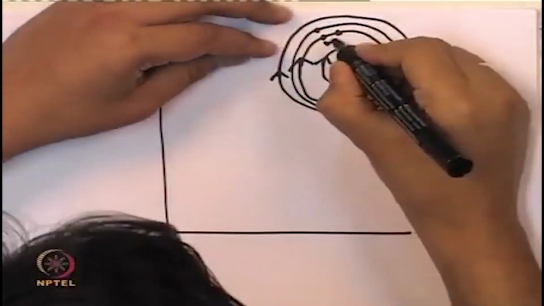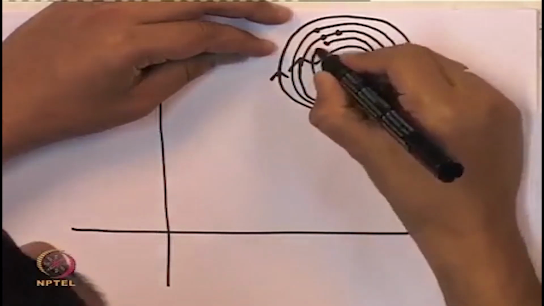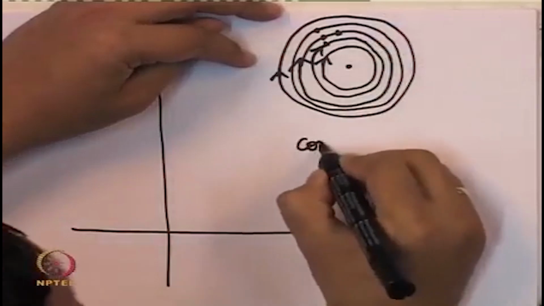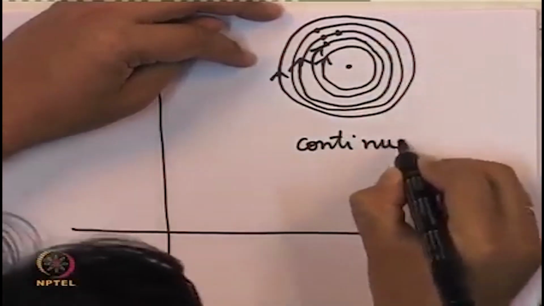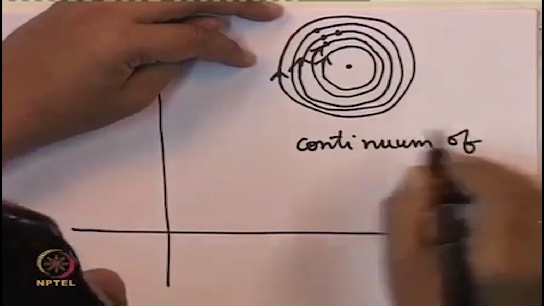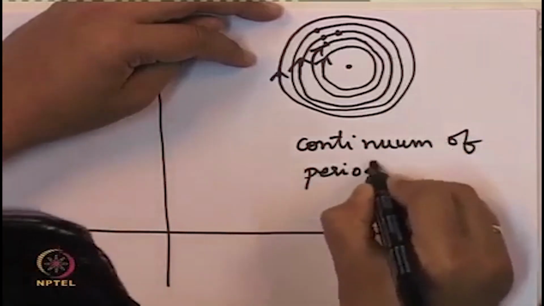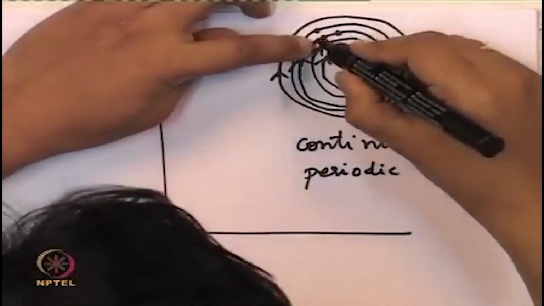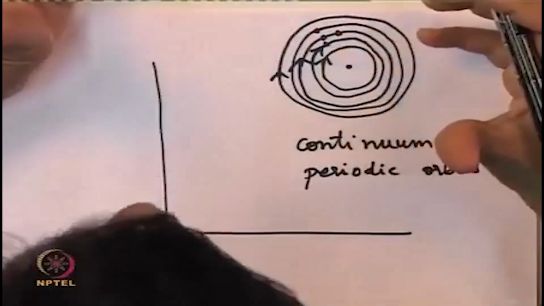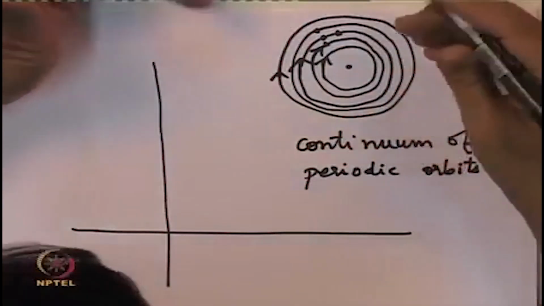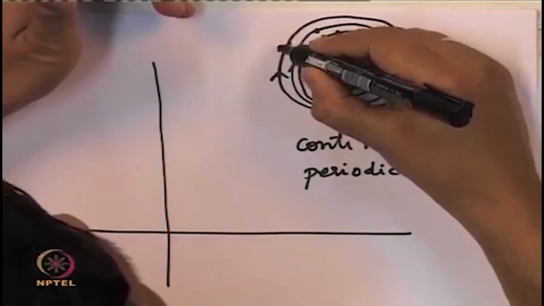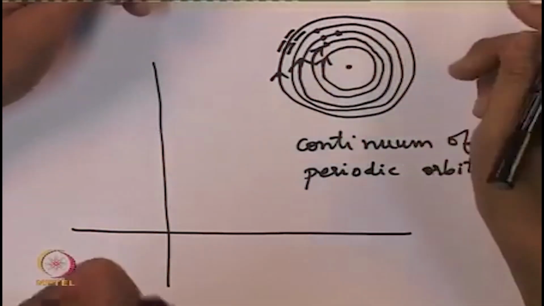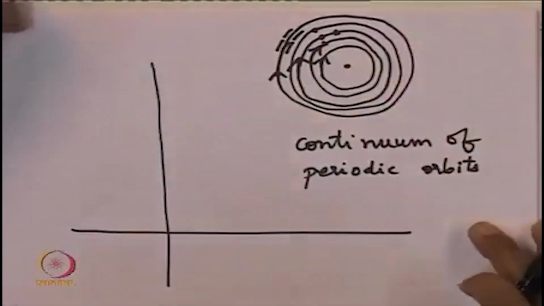So if all these initial conditions correspond to different periodic orbits, then we would like to say that there is a continuum of periodic orbits. These periodic orbits are not isolated, but very close to each periodic orbit there is another periodic orbit in a very close vicinity. Suppose this is a periodic orbit, the initial conditions starting from here correspond to periodic orbits also. In that sense, there is a continuum of periodic orbits.